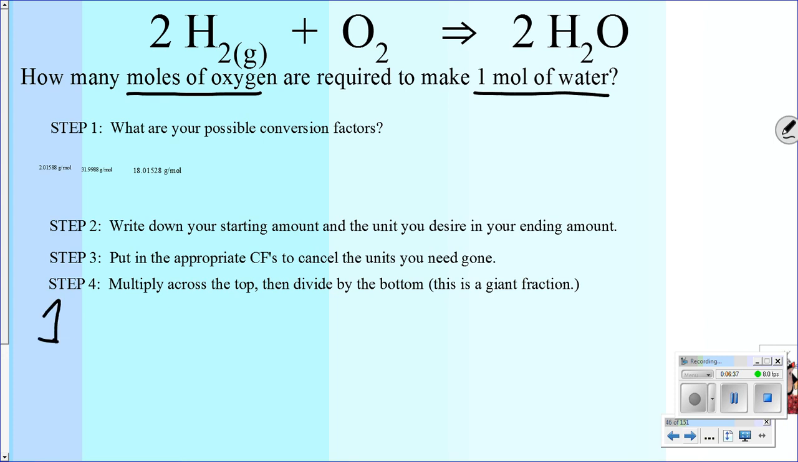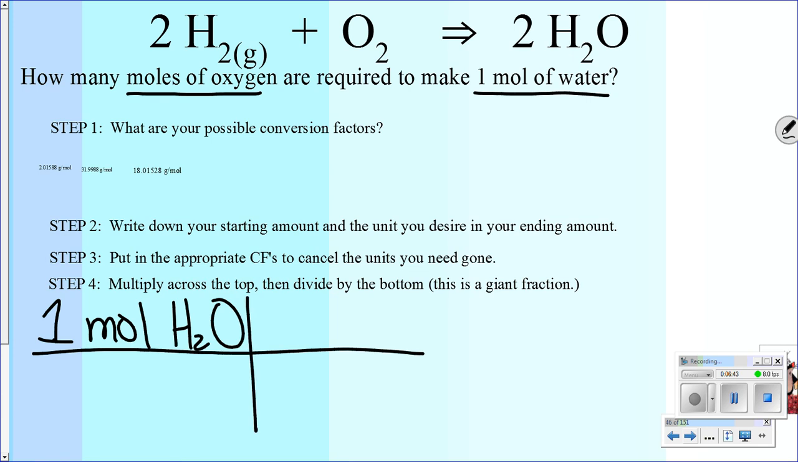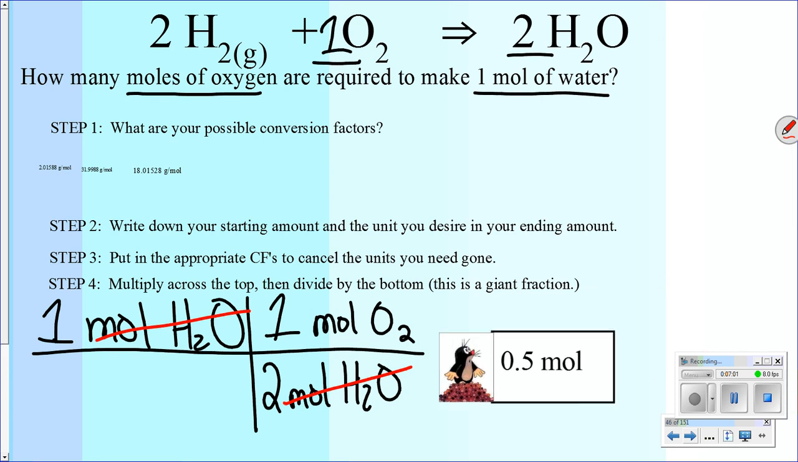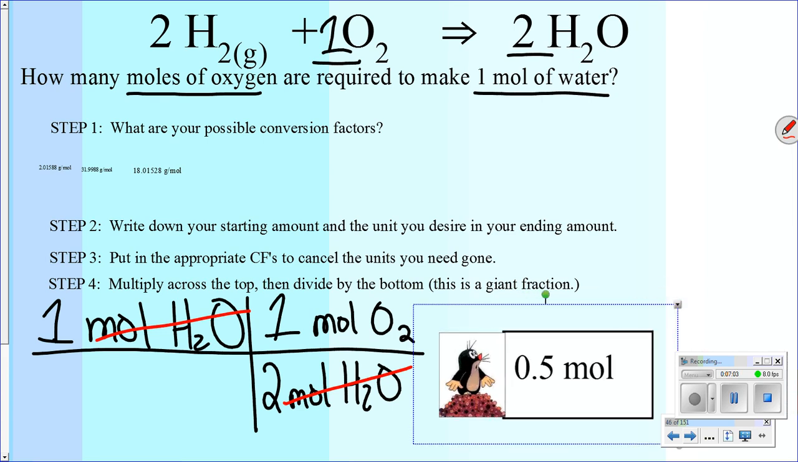So I'm going to start with 1 mole of H2O. I'm going to put moles of H2O on the bottom. So I grab this 2 from right here, 2 moles of H2O. I've got a 1 right here, relates to 1 mole of O2. Moles of H2O cancel, 1 divided by 2 gives me 0.5 moles.